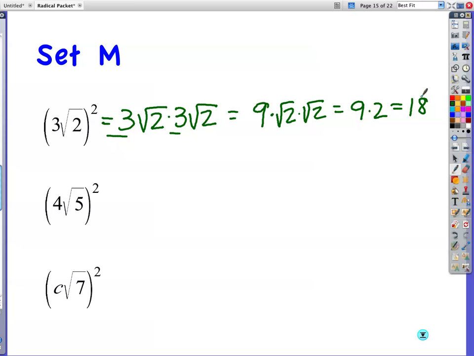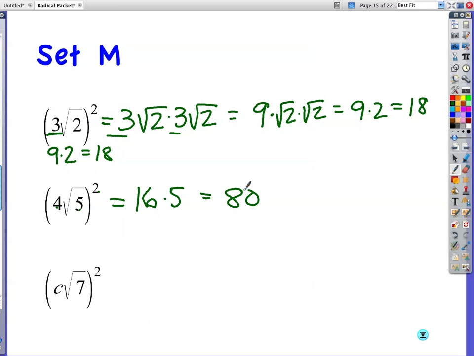You gotta be very careful with this. You can square 3, which gives you 9. You can square root of 2, which gives you 2, and you end up with 18. Be very careful when you do this. 4 squared is 16, and square root of 5 times square root of 5 is 5. 16 times 5 is 80.